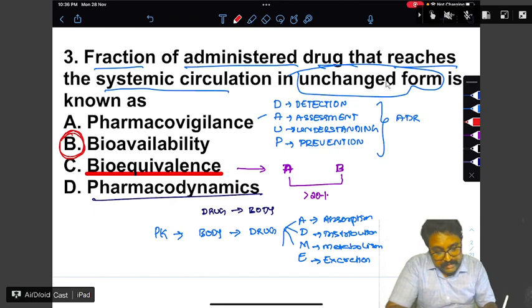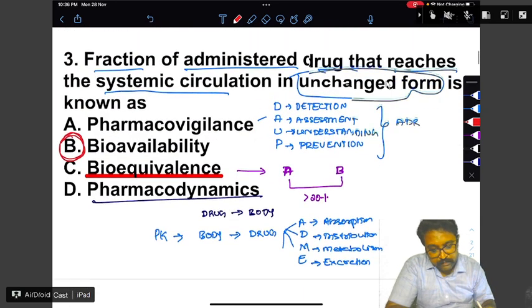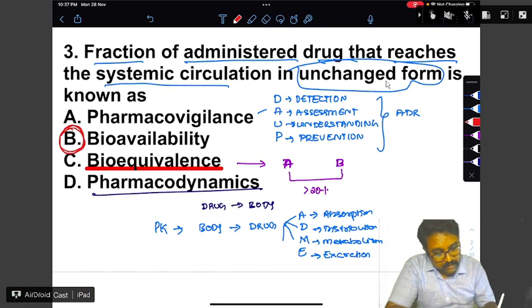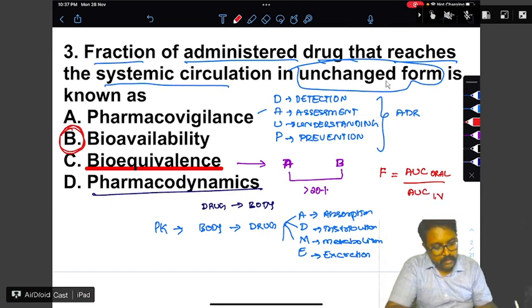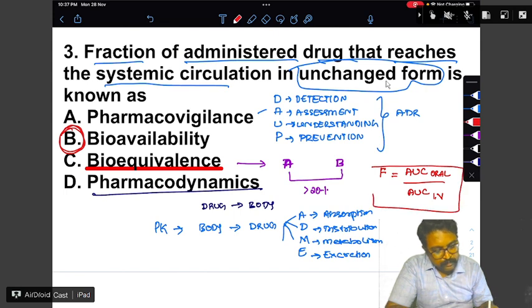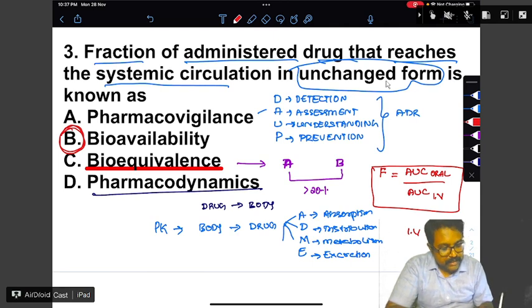Usually one more question they can ask is the formula. It is represented as F. It is area under the curve for oral divided by area under the curve for IV route. So this is the formula for bioavailability. For IV we have 100% bioavailability, whereas for all other routes of administration the bioavailability will be less than 100%.